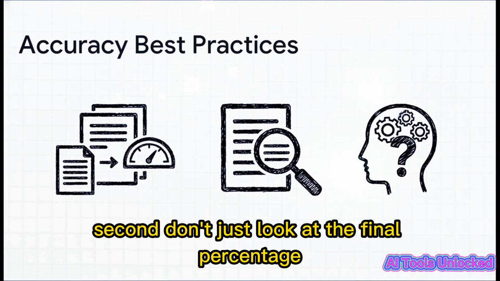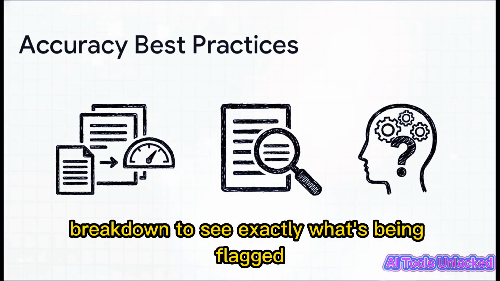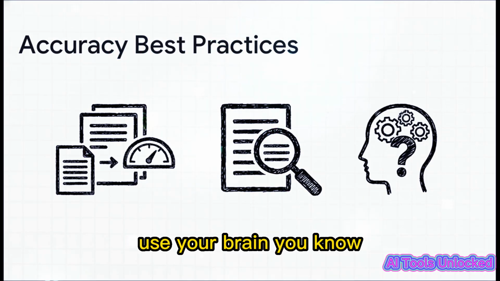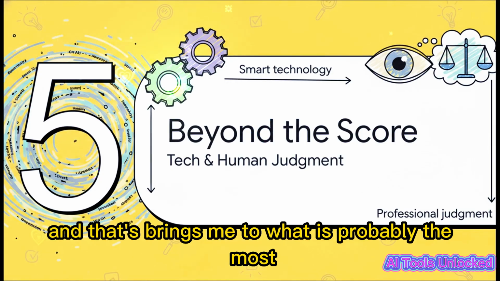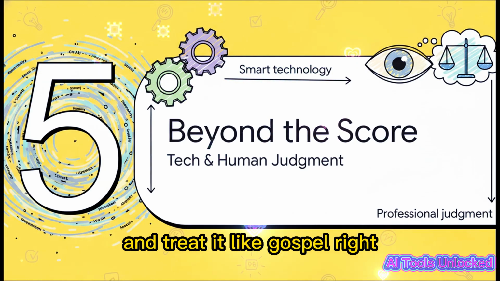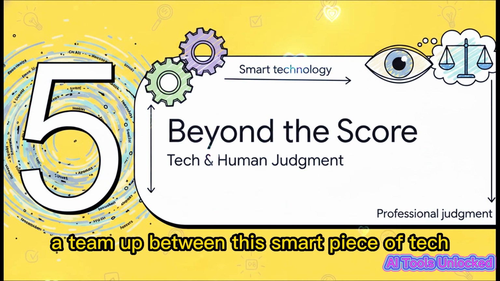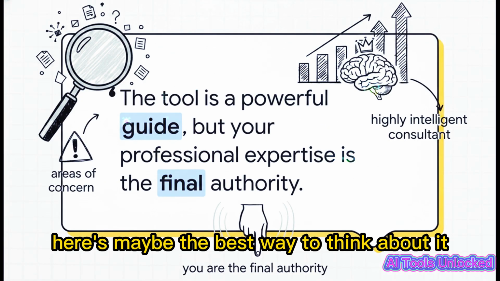Second, don't just look at the final percentage. Dive into the sentence-by-sentence breakdown to see exactly what's being flagged. And finally, and this is huge, use your brain. You know the context of the work better than any tool ever will. And that brings me to what is probably the most important point of all. It's so tempting to just see a score and treat it like gospel, right? But you really have to see this as a partnership, a team-up between this smart piece of tech and your own professional expertise.